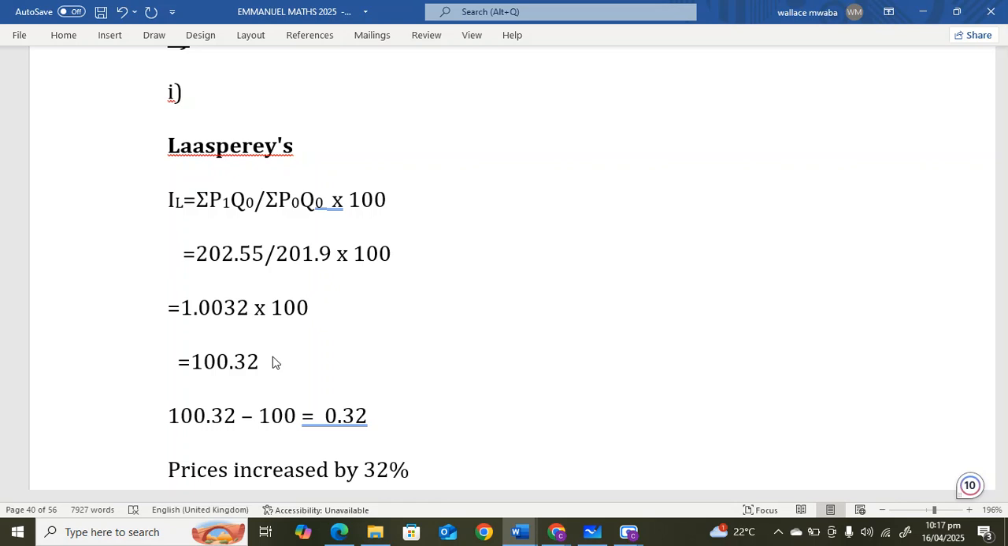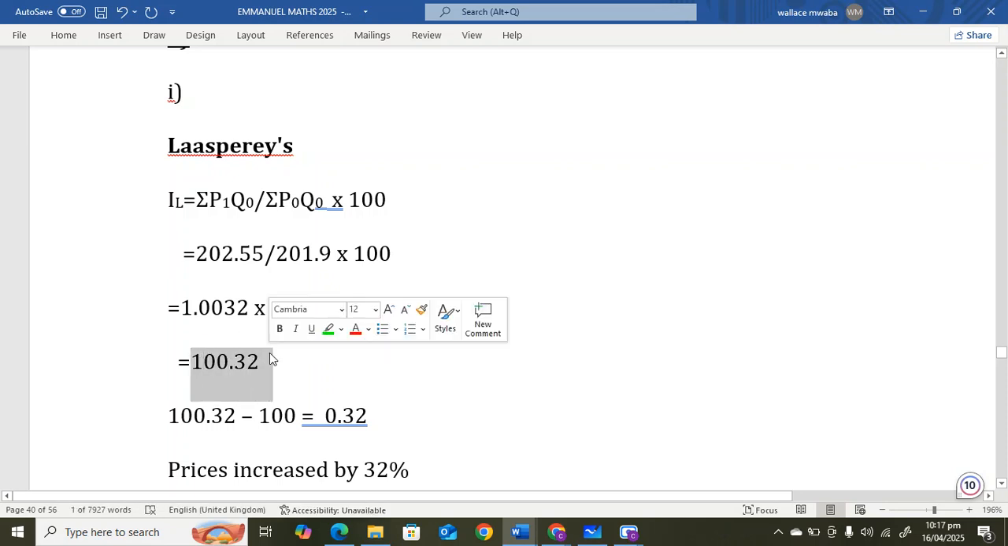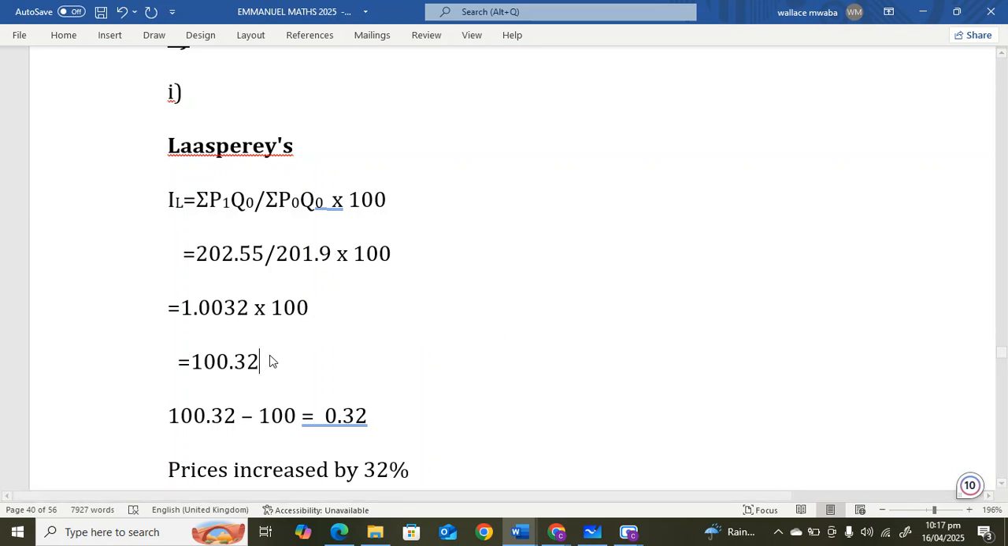Yes, yes, yes. Because the index numbers are in the hundreds or in the 90s or below there. So when multiplied by 100, this is an index number now, 100.32. So now whatever index number you get, you're going to compare it against the base year.